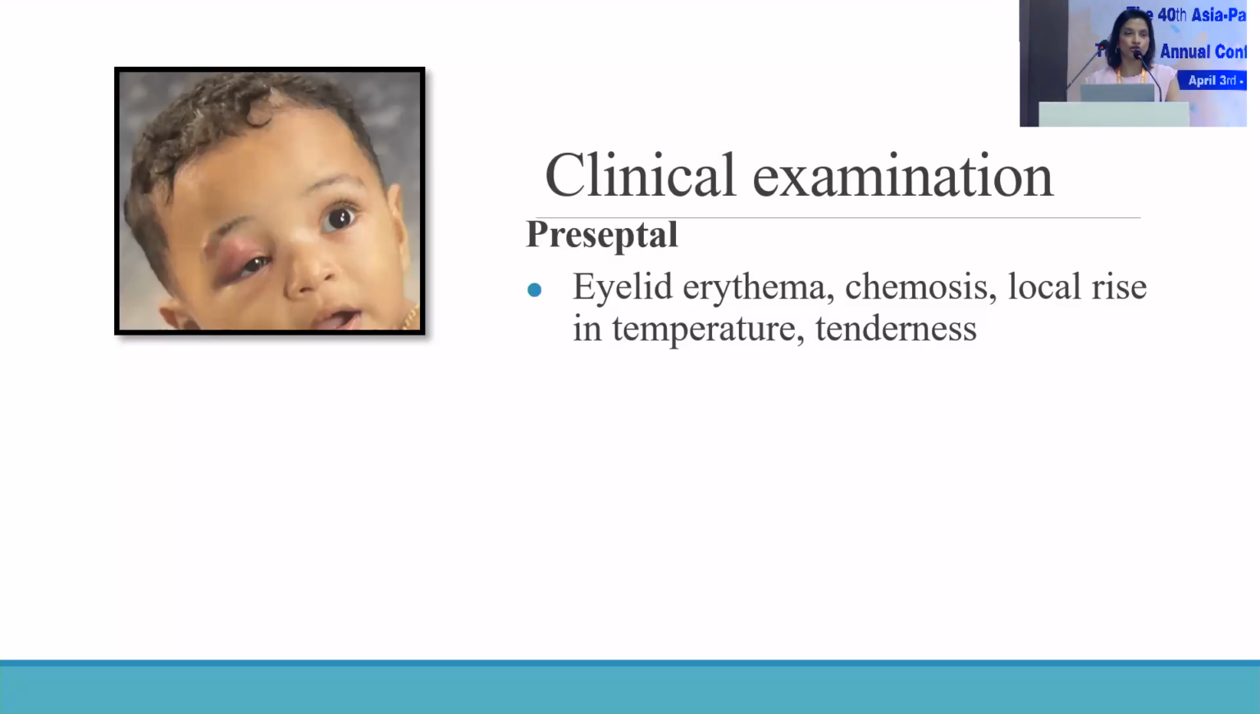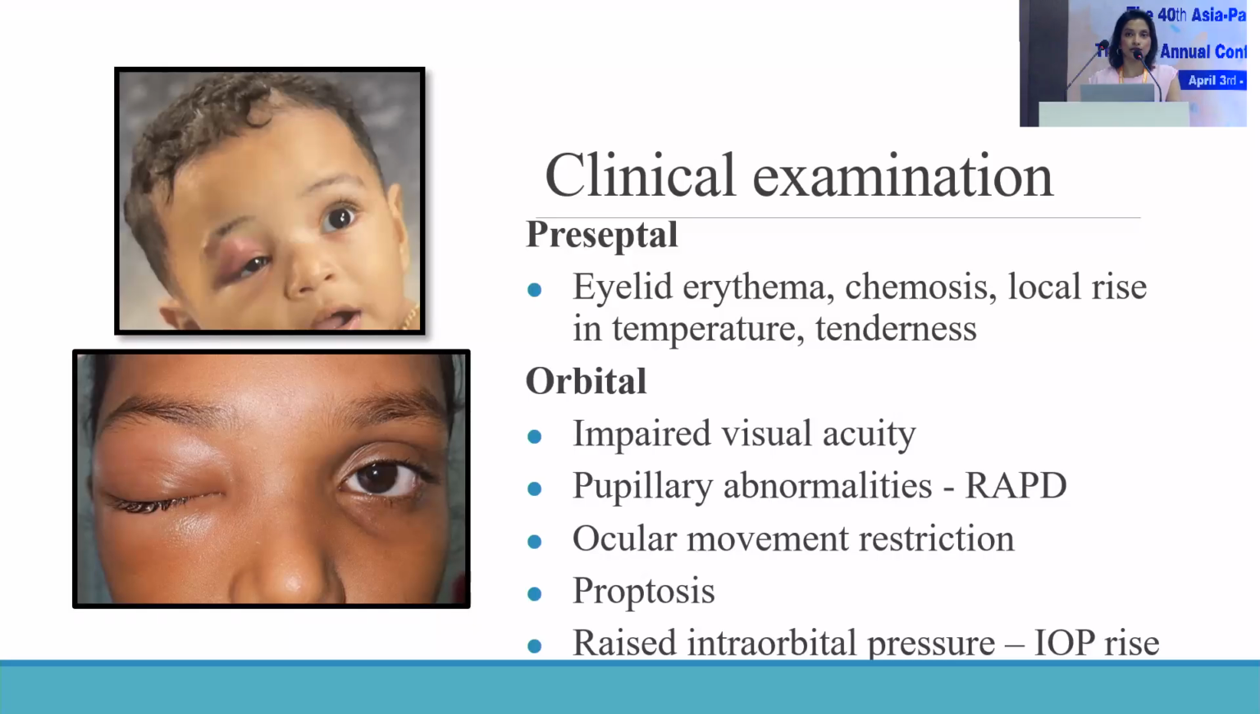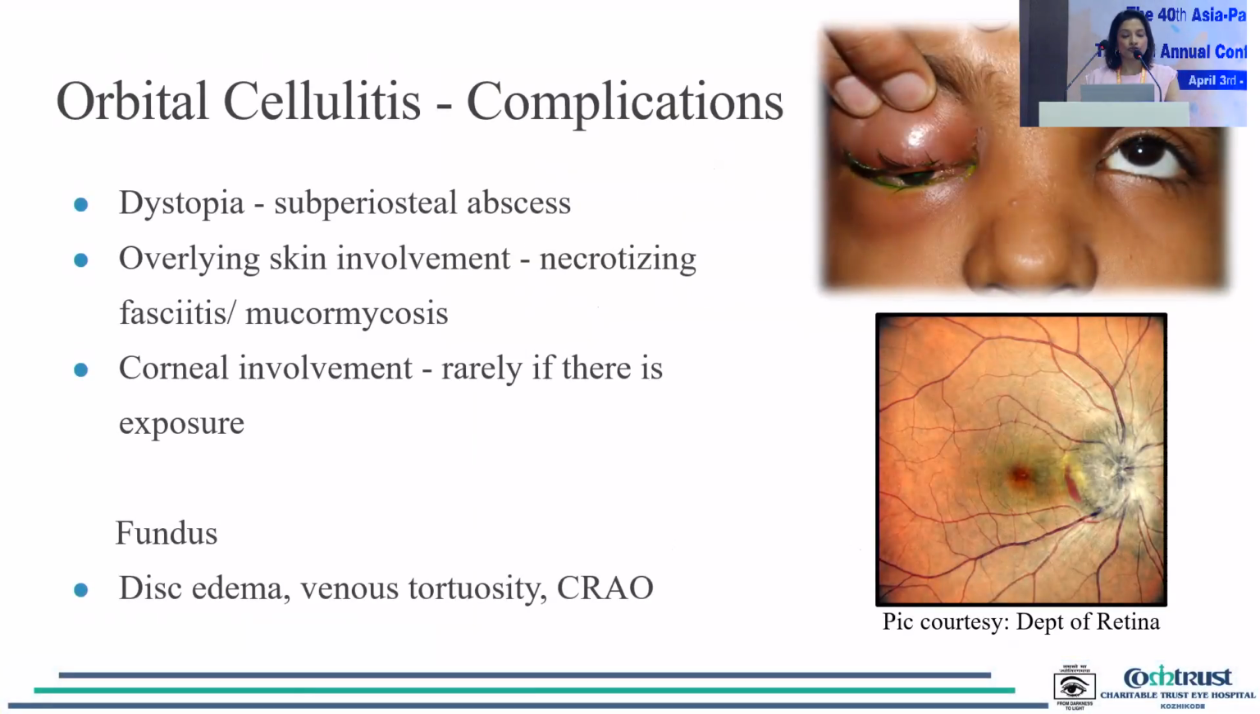On clinical examination, you have the classic signs of inflammation, which are rubor, calor, dolor, and tumor. As it progresses into the orbital tissues, there will be impaired visual acuity. You will start to see RAPD, indicating that the optic nerve is compromised. Ocular movement restriction will be noted. There will be proptosis, and due to the raised intraorbital pressure, often you can record very high IOPs. If you see dystopia in a child, or displacement of the globe, that means there is a probable accumulation of mucopurulent discharge there.